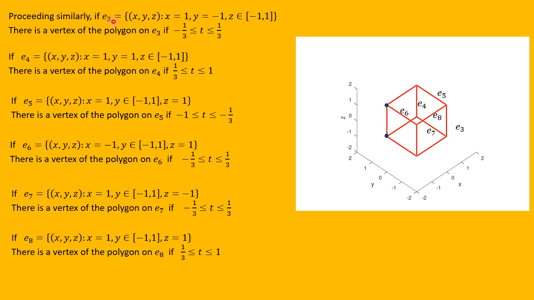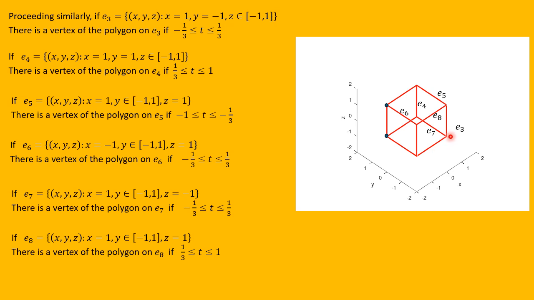If we look at E sub 3, it will be the set of points (x, y, z) such that x equals 1, y equals minus 1, and z can be anything between minus 1 and 1. To find out where that is in this diagram, first of all, we have that x is 1, y is minus 1. Well, right here, we have x is equal to minus 1. If we move over this direction, here's x equals 1.